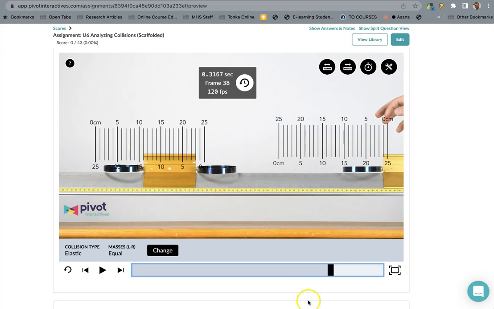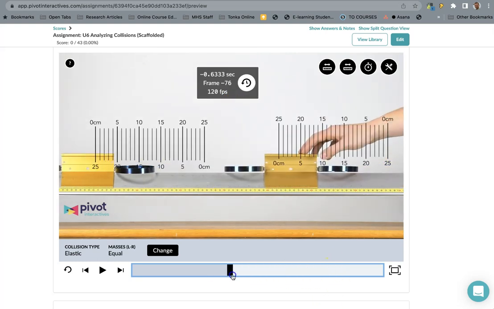Use your tools and use the video to reset and change each of the instances at the bottom as needed.